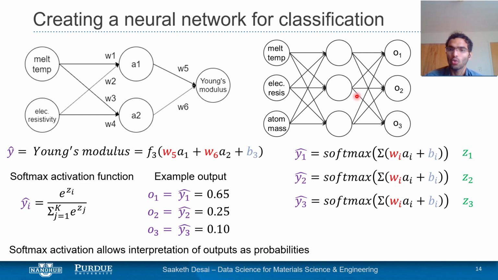The outputs O1, O2, O3 could turn out to be numbers like this I'm showing here. And to convert this into a crystal structure prediction, we will take the maximum value that we see out of these three numbers, which is 0.65, and say that O1 has the maximum value, which means the crystal structure predicted is FCC. If O2 had the maximum value out of the three, we would predict our crystal structure to be BCC. So the network prediction is the maximum of the three outputs.